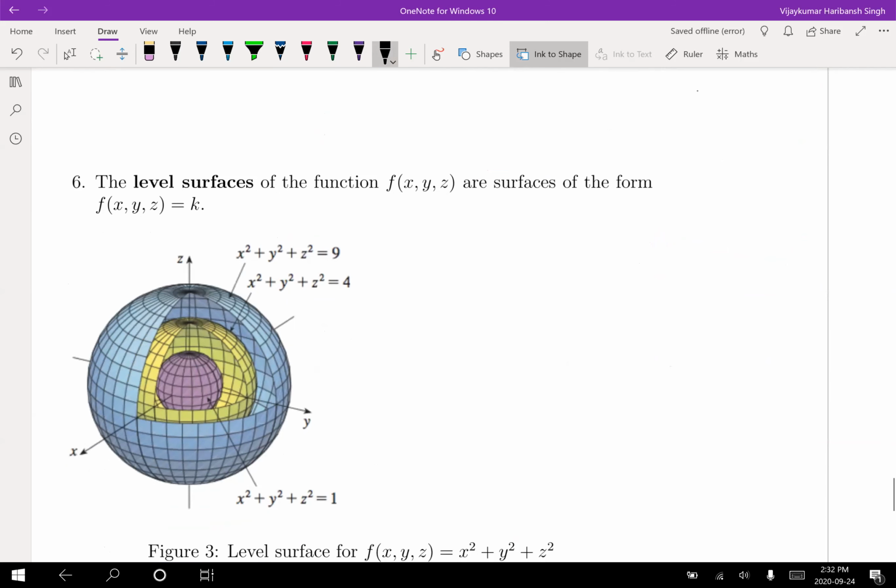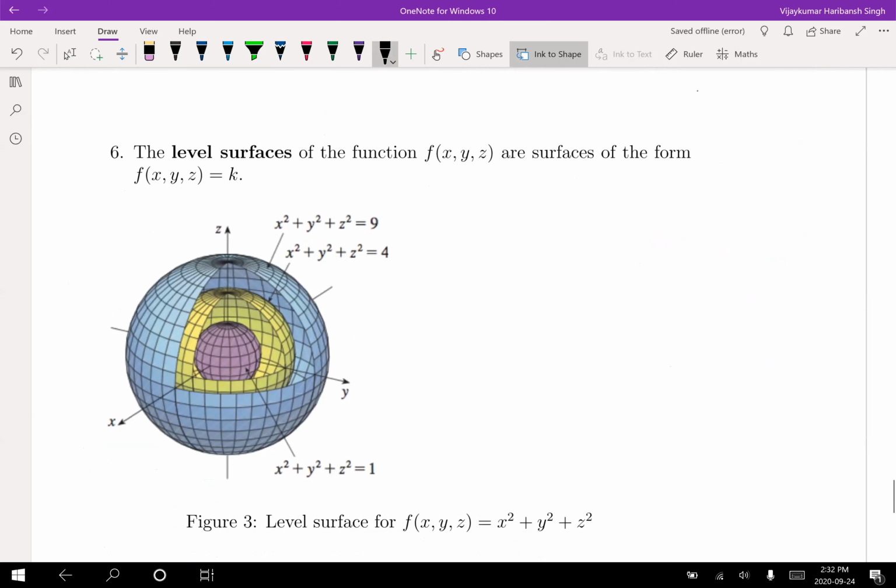Now, what are level surfaces? If we do the same thing in 3 dimensions, so we want to basically have f of x, y, z equals to k, then we get level surfaces. Now note that it's not possible to draw a 4-dimensional object. So the way we understand the graph of a function from D, which is a subset of R3, to R, one viable way would be to understand the level surfaces.